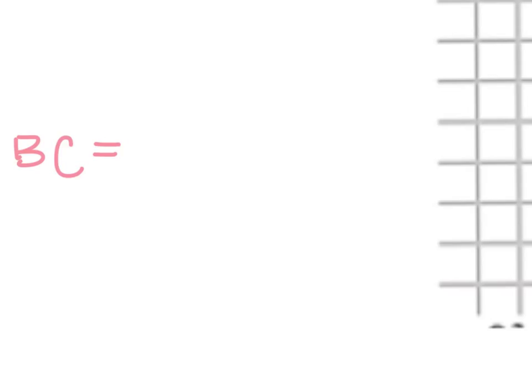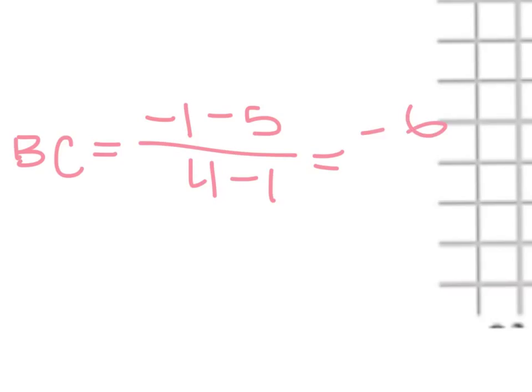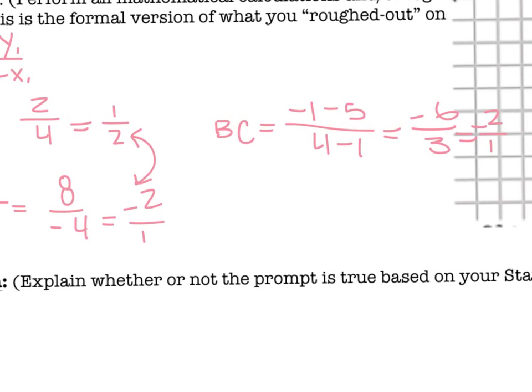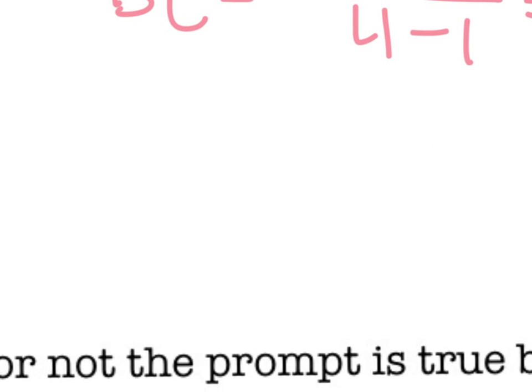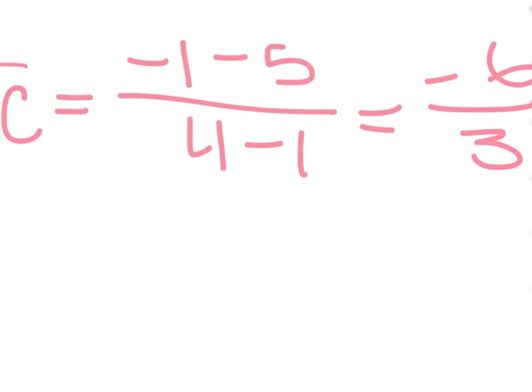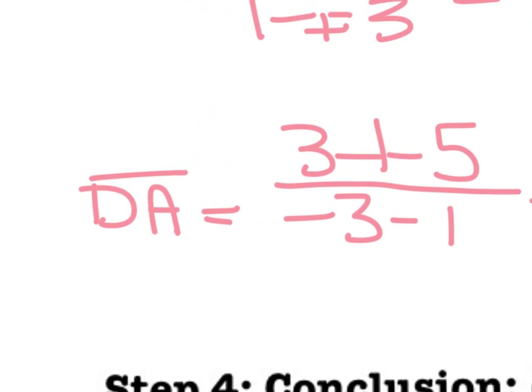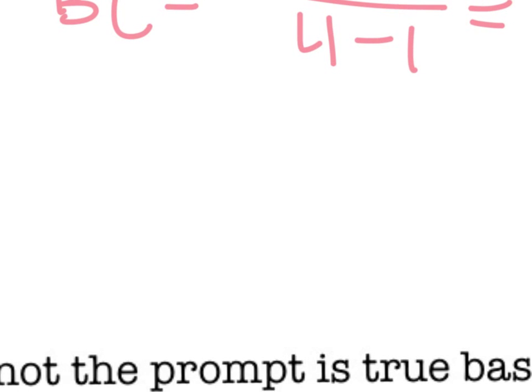Next, we're going to find BC, which we're just going to plug in one more time. So it's going to be -1 minus 5 on top, and 4 minus 1 on bottom. And then simplify it down again. -1 minus 5 is -6 over 4 minus 1, which is 3. Then we can simplify that back down to -2 over 1, which as you can see over here is the same. -2 over 1 down here, -2 over 1 up here, which means that they are parallel, which is also what we were trying to prove earlier, that BC and AD or DA is parallel.